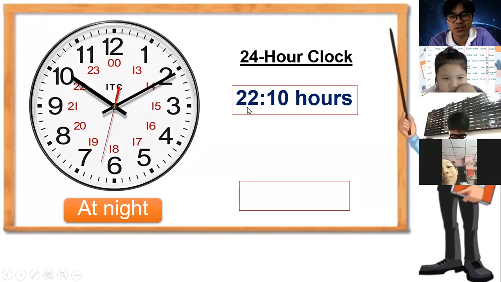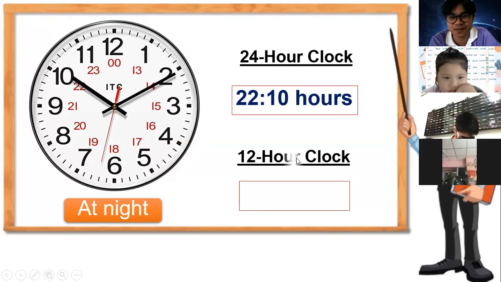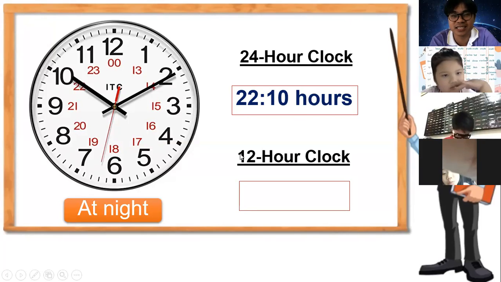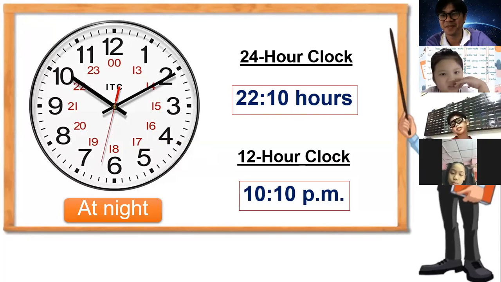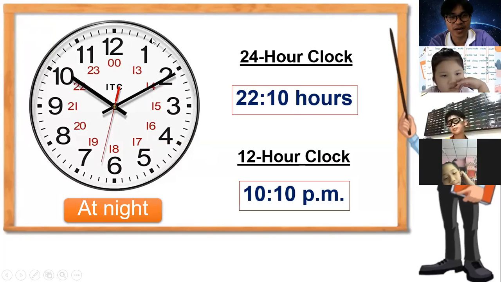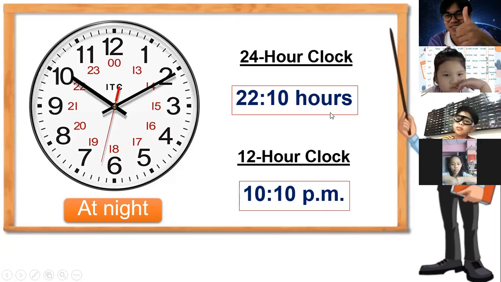Okay, 22:10 hours. And in the 12-hour clock, this is 10:10 p.m., because 5 minutes, 10 minutes. Okay, this is the minute hand. 10:10 p.m. In the 24-hour clock, 22:10 hours. Okay, do you follow? You understand?